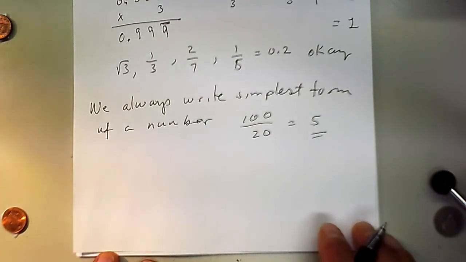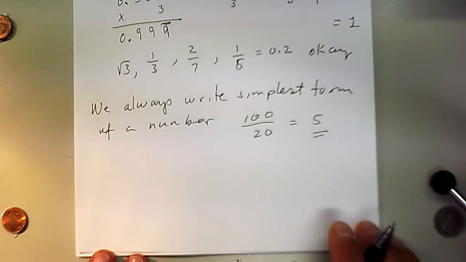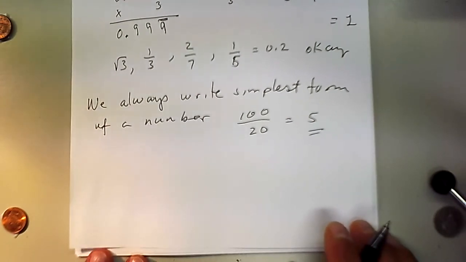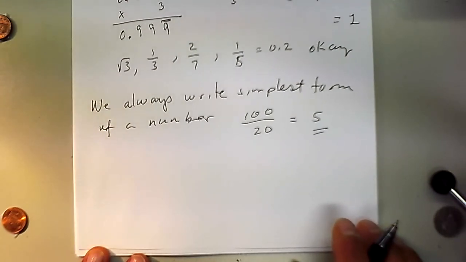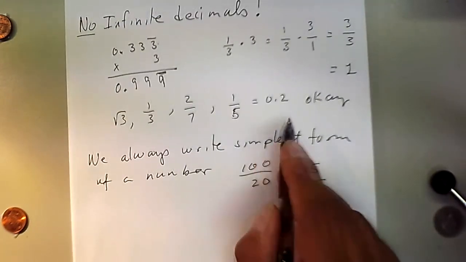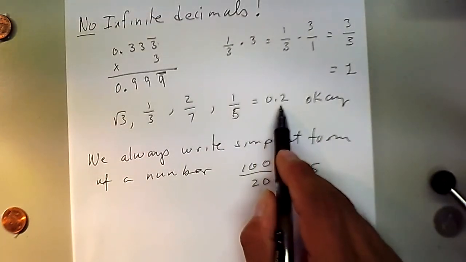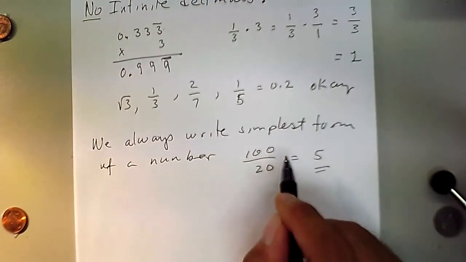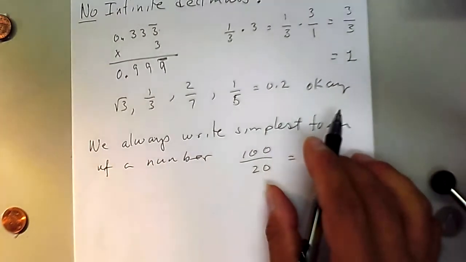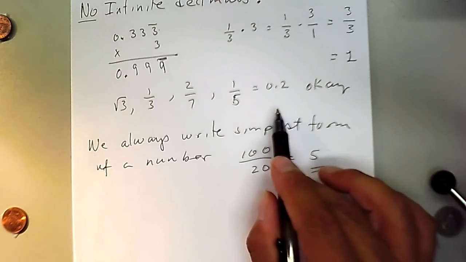So no infinite decimals. If we want a decimal as an answer, then we have to write down either a finite decimal as that one, or we would have to approximate it with rounding.